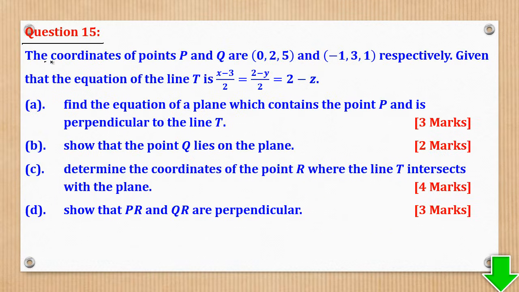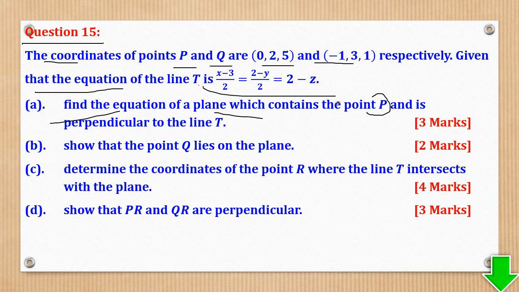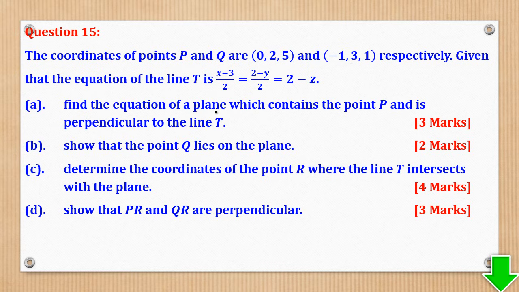Then question 15, the coordinates of P and Q are this and that, respectively. Given that the equation of the line T is this, find the equation of a plane which contains the point P and is perpendicular to the line T. So indirectly, they've given you a point on a plane and the normal vector to the plane. So the direction vector of the line will become the normal vector to the plane.